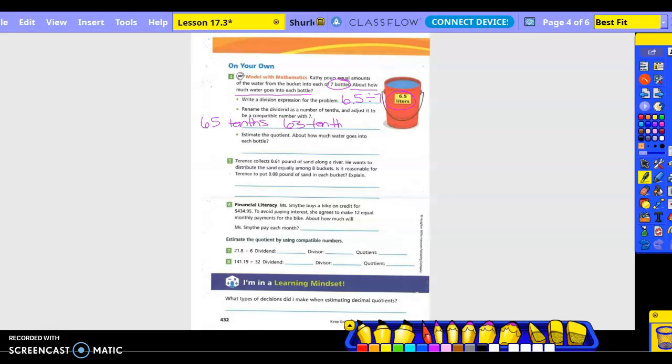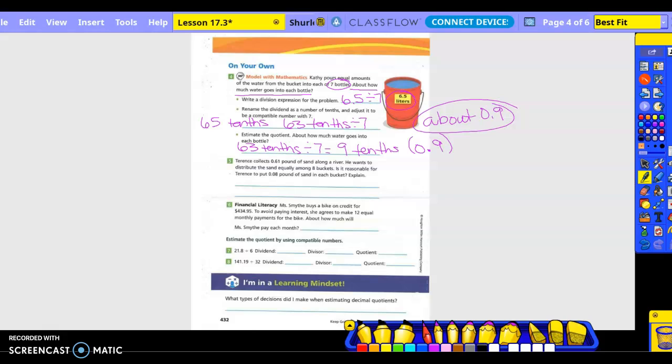So 63/10 divided by 7. Estimate the quotient. So 63 divided by 7 would be what? 9. So 63/10 divided by 7 equals what? 9/10. What is that written in decimal form? About 0.9, right? Okay, so our answer would be about 9/10, right?